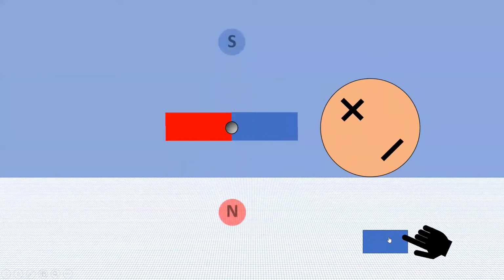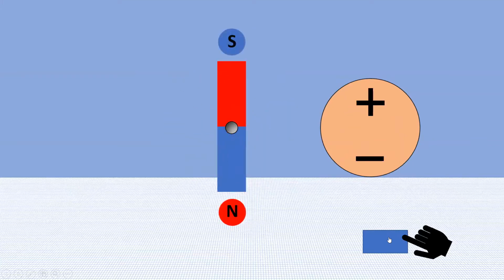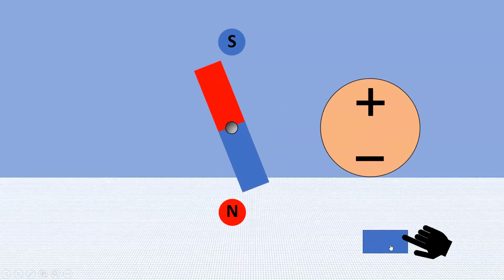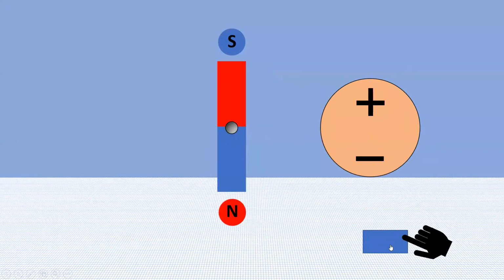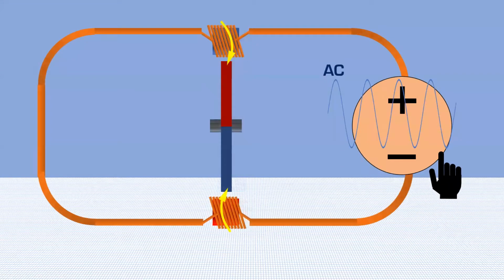With this variation in current, I'm going to speed up the rotation. And finally, if I go really fast, then I am going to create an even faster RPM as I fluctuate the current. So that is an alternating current. I've actually produced an alternating current there.